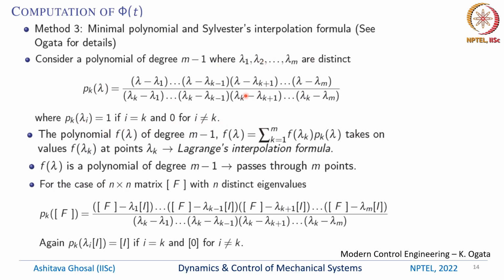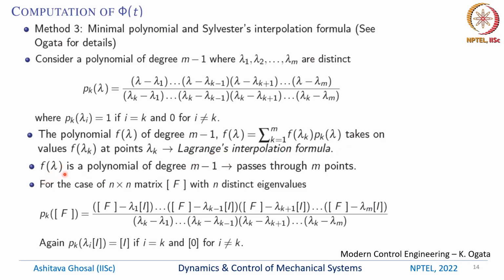Okay, so you can see that the polynomial f of lambda of degree m minus 1 can be defined in terms of this pk. Okay, and that is summation of k equals 1 through m f of lambda k pk lambda. And what does this do? This polynomial takes on values of f of lambda k at points lambda k. This is well known, it is called the Lagrange's interpolation formula.